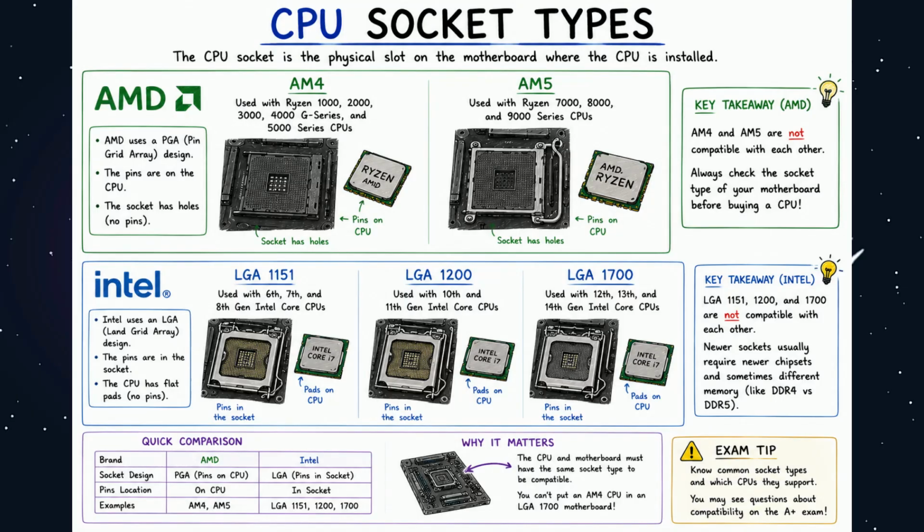One of the biggest beginner mistakes is buying a CPU that doesn't match the motherboard socket, and compatibility goes beyond just the CPU socket. Some motherboards only support DDR4 memory, while newer boards may require DDR5 memory. This means that you should always check CPU, motherboard, and RAM compatibility before upgrading a system.